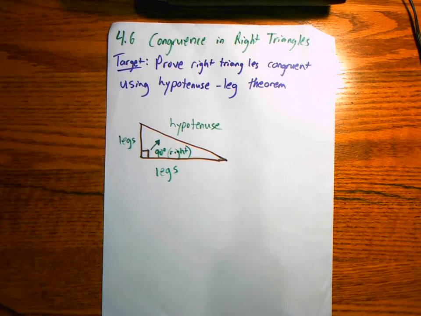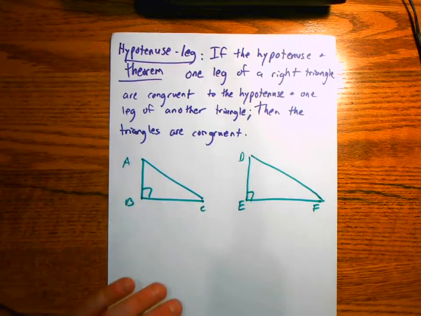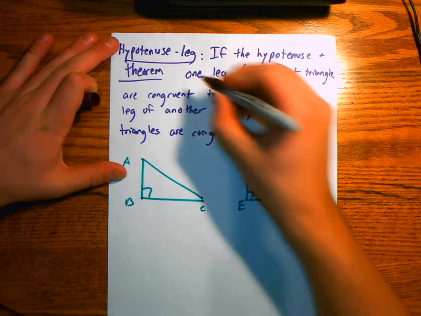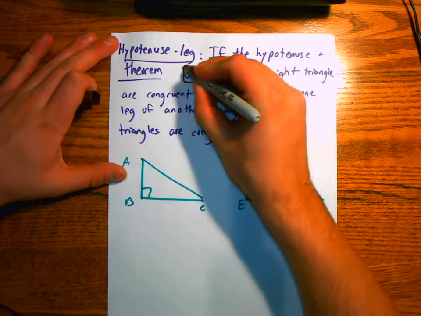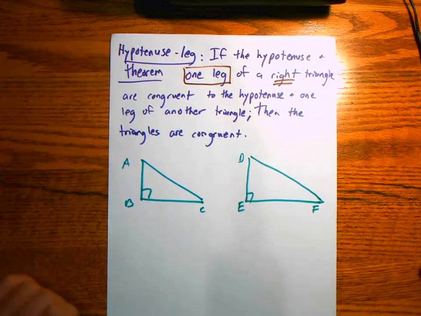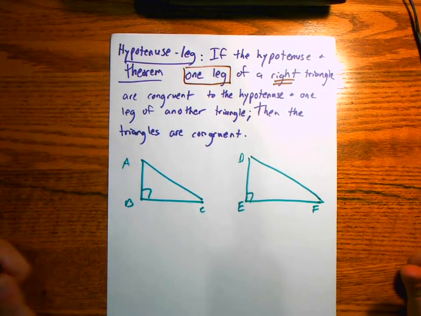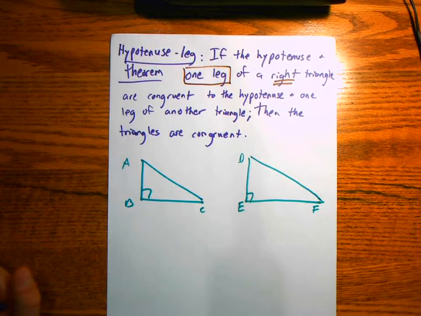Okay, so we're going to be talking about a theorem that helps us prove right triangles are congruent a little bit easier than maybe the side angle side or side side side. This one you only need two parts. And those two parts are the hypotenuse and one leg of a right triangle. So if you have a hypotenuse and one leg of a right triangle that are congruent to the hypotenuse and one leg of another triangle, then they are congruent.